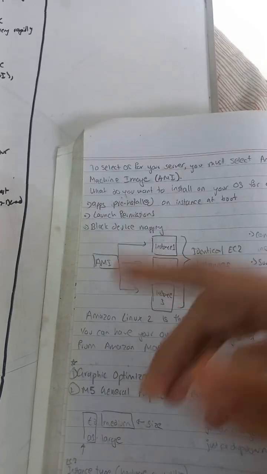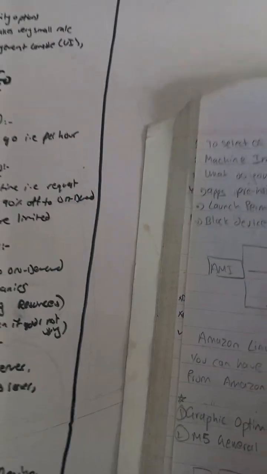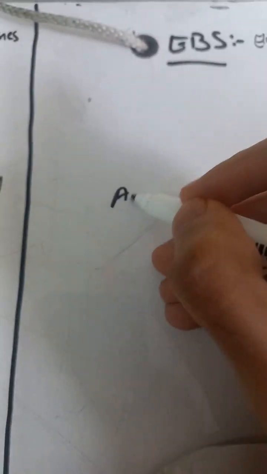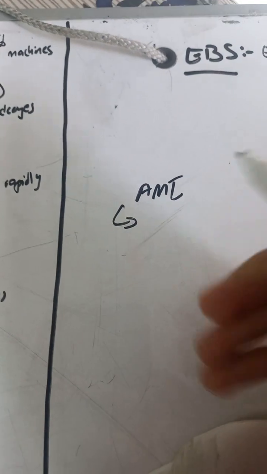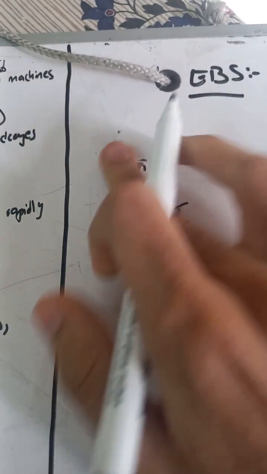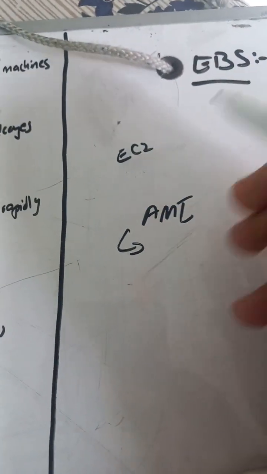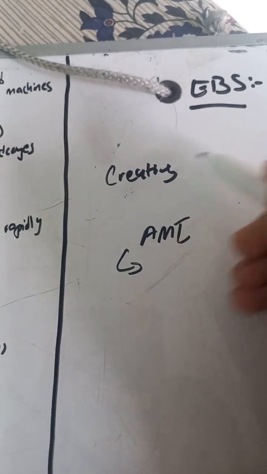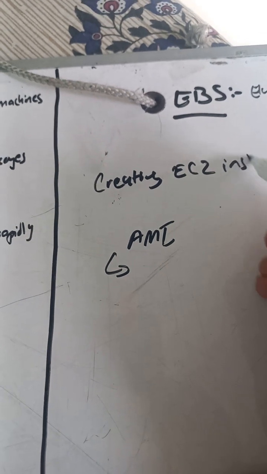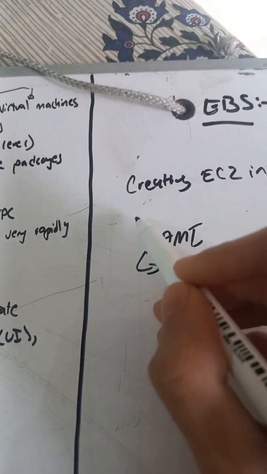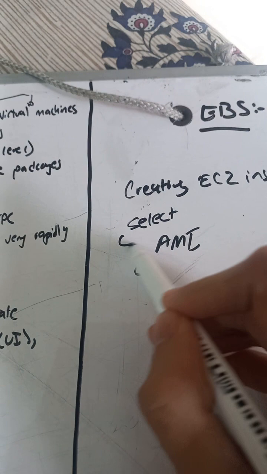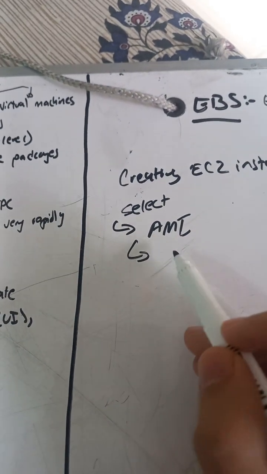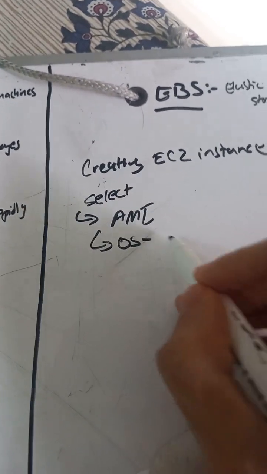So you can imagine that an AMI is the bigger picture. When you are creating an EC2 instance, you have to select an AMI, and inside when you're selecting your AMI, you're telling it, okay, what OS do I want?